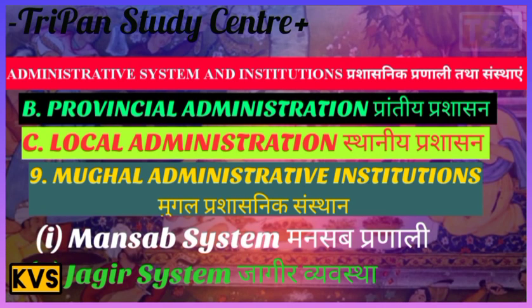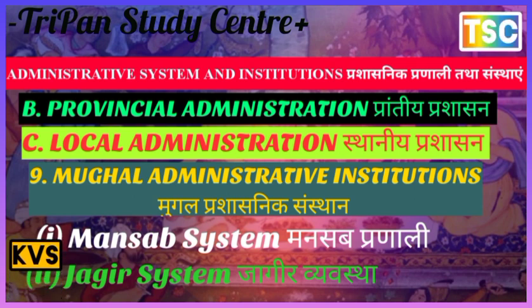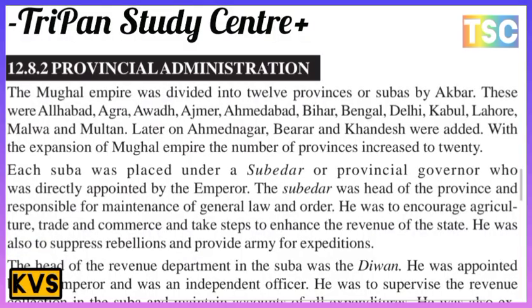The next topic, most important here, is provincial administration under the Mughal Empire. The Mughal Empire was divided into 12 provinces, or Subas, by Akbar. These were Allahabad, Agra, Awadh, Ajmer, Ahmedabad, Bihar, Bengal, Delhi, Kabul, Lahore, Malwa and Multan. Later on, Ahmednagar, Berar and Khandesh were added.